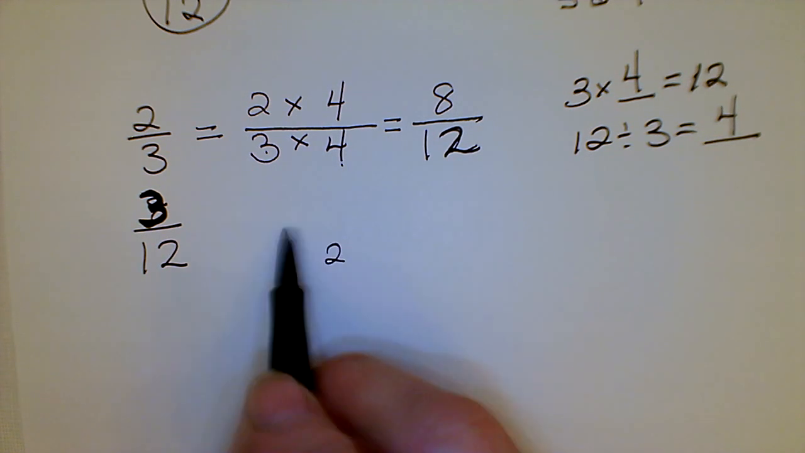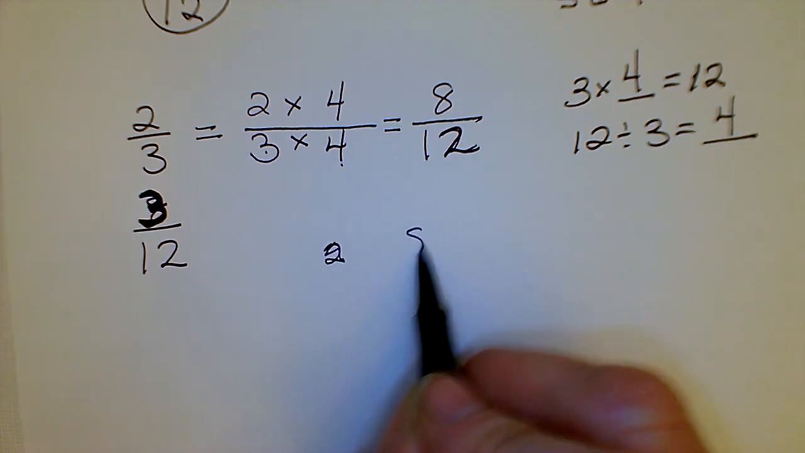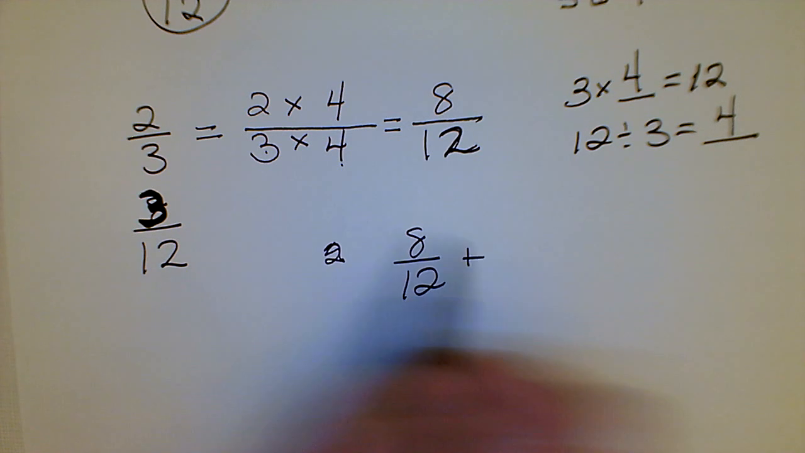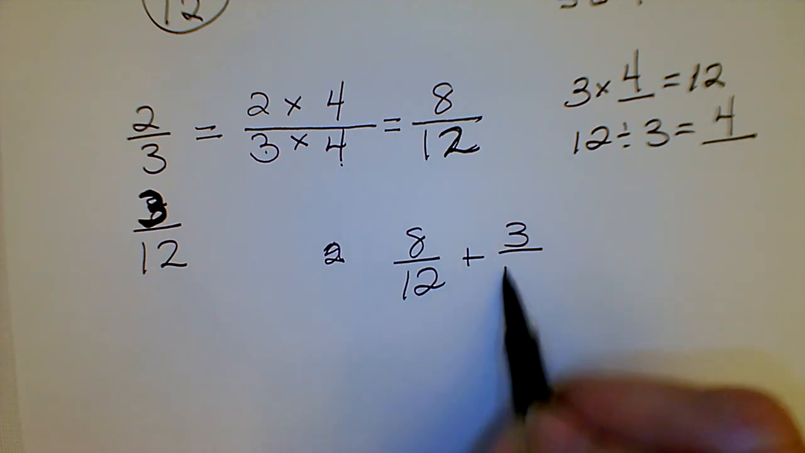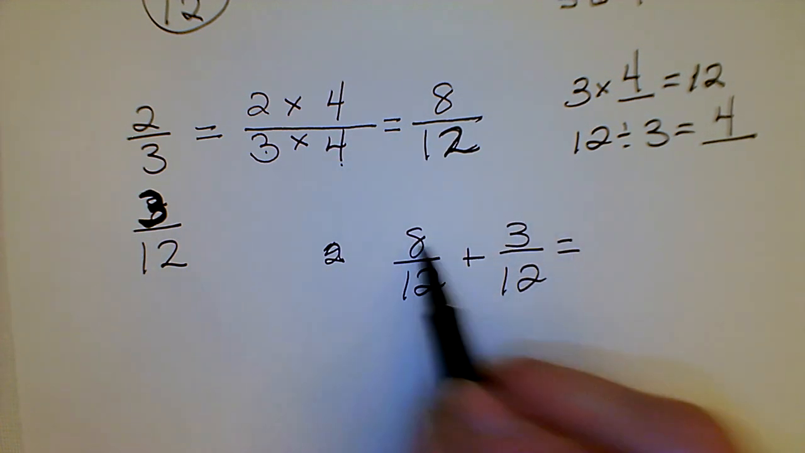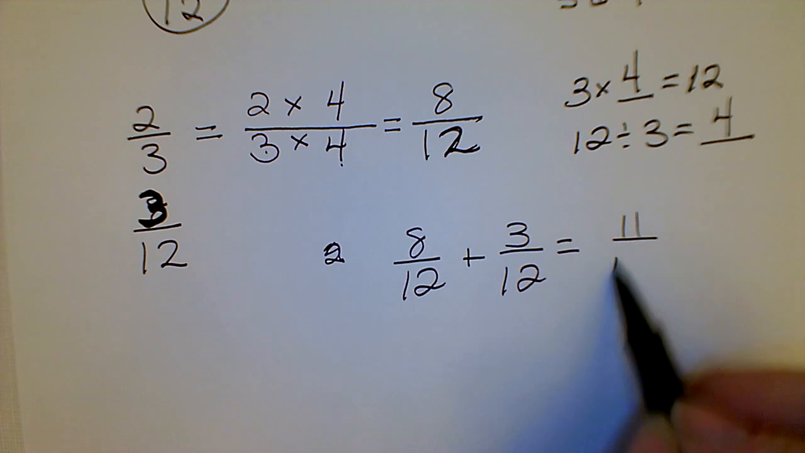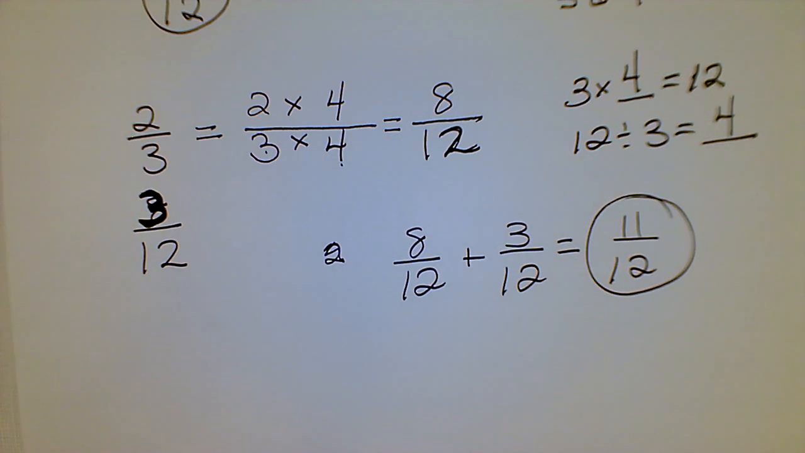So I'm going to have, but instead of 2/3, let's write 8/12. So we have 8/12 plus 3/12. And then we get 8 plus 3 is 11, so we have 11/12. So we got the same answer both times.